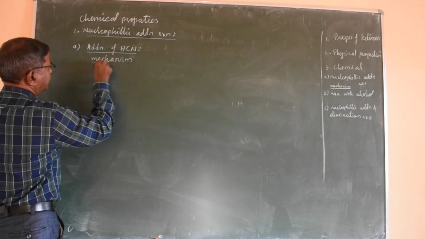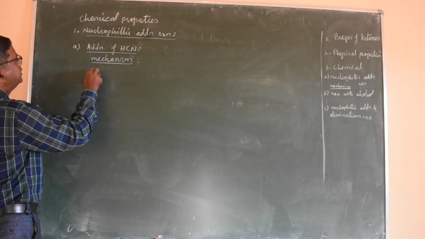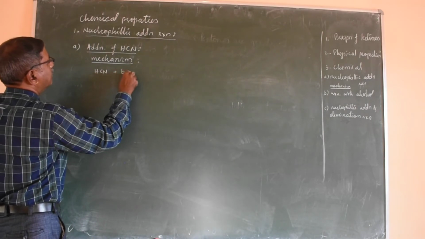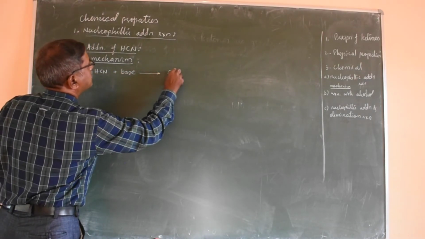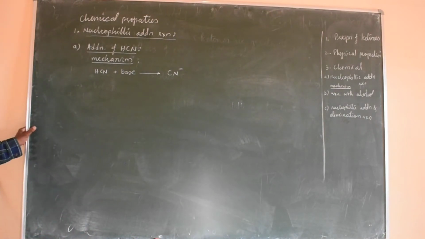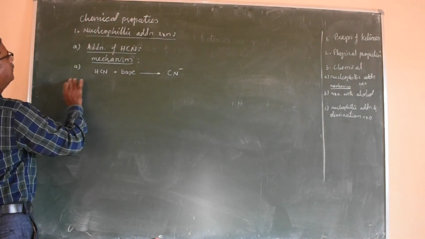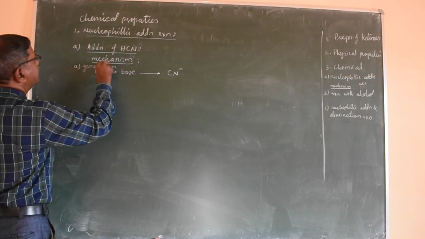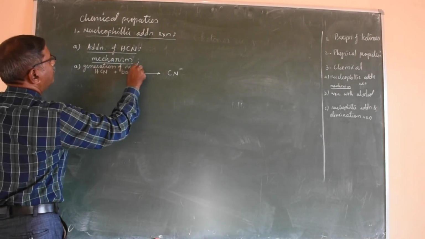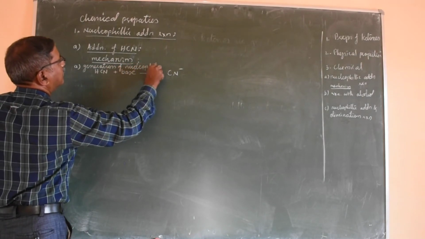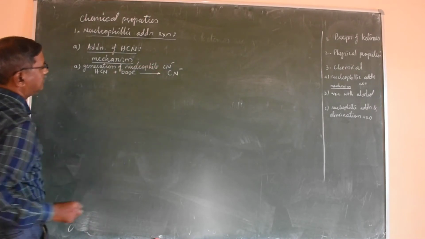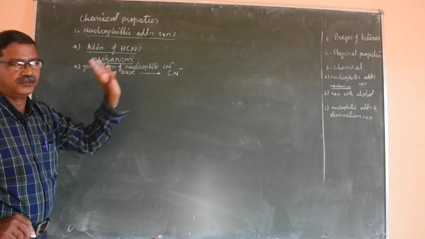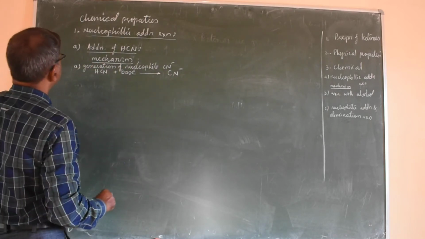Mechanism of addition of HCN. HCN in presence of base gives CN minus. So it is the generation of the nucleophile. HCN interacts with the base, or the base removes that H plus to give the nucleophile CN minus.